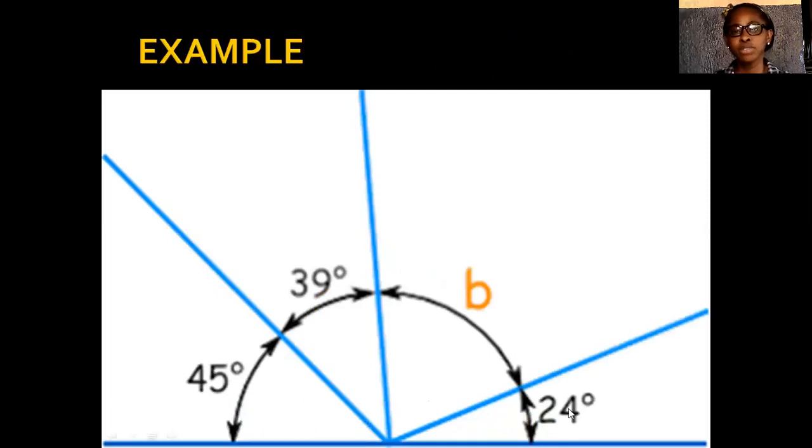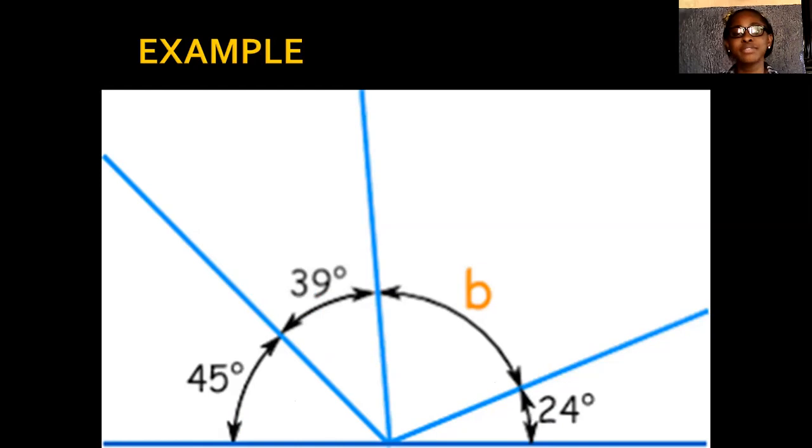So move ahead. This is an example of angles on a straight line. You can see from here to here is 24 degrees. From this place to here is B degrees. From here to here is 39 degrees. From here to here is 45 degrees. So now we want to find the value of B, because B is not known. When we add 24 degrees plus B plus 39 degrees plus 45 degrees, we have a total sum of 180 degrees.